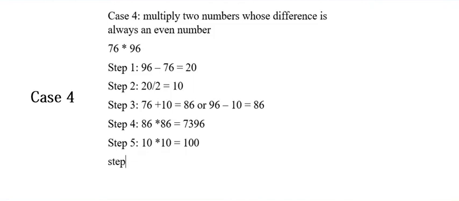Now what do we do for step number 6? Now step number 6 is nothing but we will subtract the numbers whichever we got in step number 4 and step number 5. That means to say 7396 minus 100. That will give me the answer as how much? 7296. That means to say 76 into 96 will be equal to 7296.